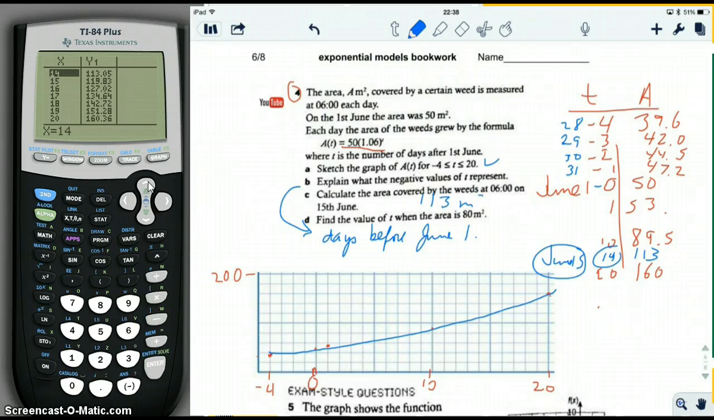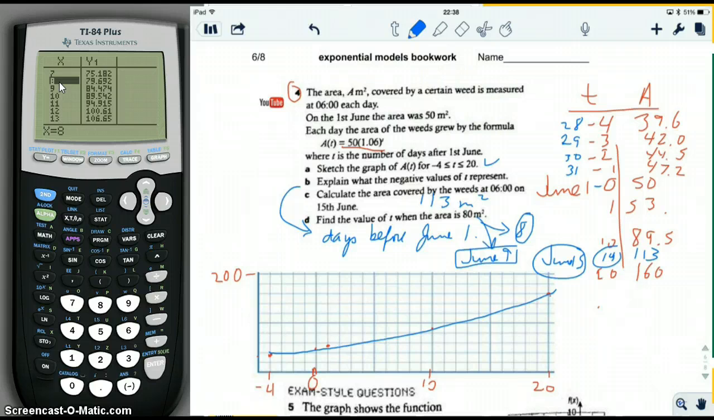113 meters squared. Find the value of t when the area is 80 meters squared. Okay, so this is saying when A is 80, what's the value of t? So let's try to find the y value of 80. There, it's pretty close, 79.69. So we'll say it's 8, right? Okay, so that would be 8 days after June 1st, so that would be June 9th, actually.